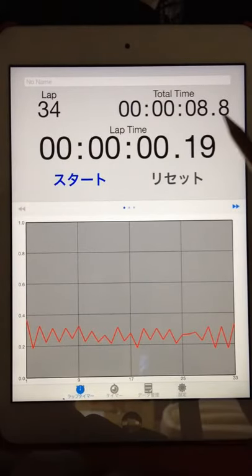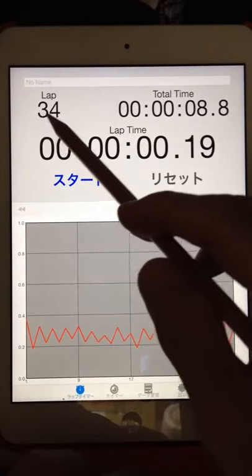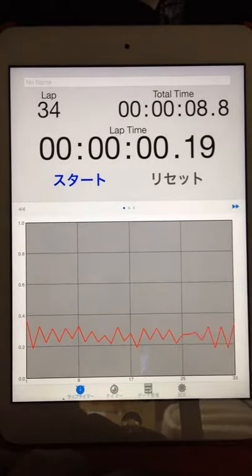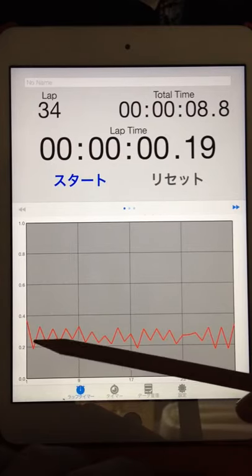Today, 8.8 seconds divided by 3-4 laps, multiply 2 front and back, 5-2. Today, 0.52 seconds for 1 beat front and back.